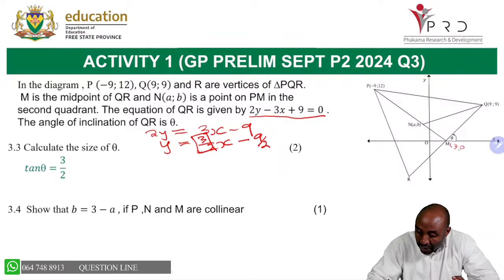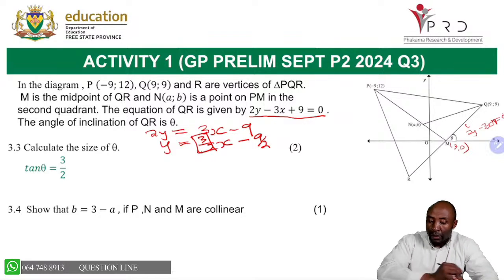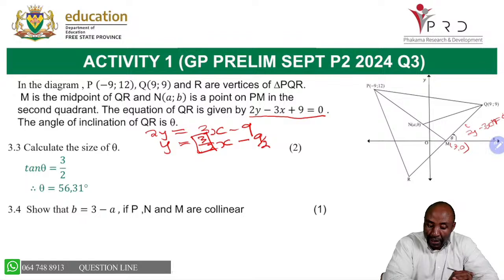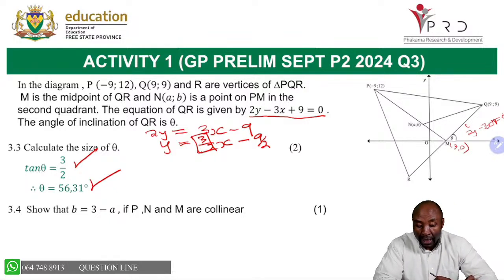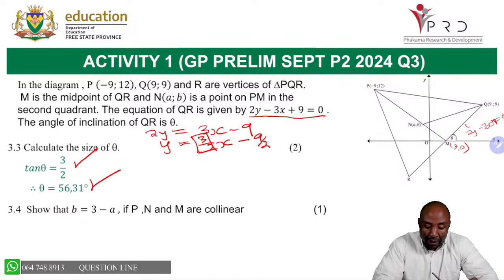Here we say it is 3 and 0, and we are able to deduce the gradient of QR using the equation 2y minus 3x plus 9 is equal to 0 there. So we use the angle of inclination is given by that. So for knowing the concept that tan theta is equal to the gradient, and getting our theta as 56.31 degrees. Remember, unless stated otherwise, we round off our answers to 2 decimal places. We have to show that B is equal to 3 minus A.